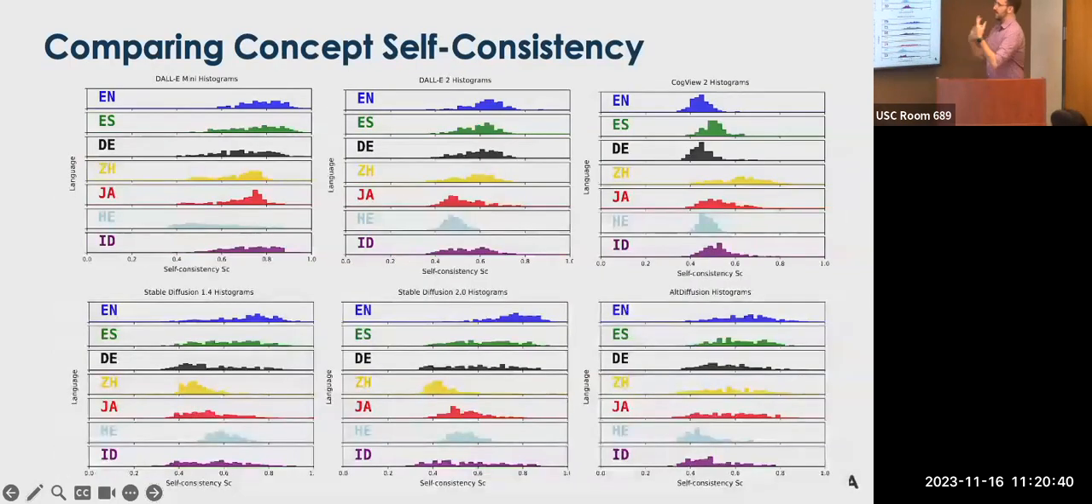We can also compare the self-consistency. And here we get that same, well, the self-consistency was actually the least useful measure, so we don't have to talk about that too much.